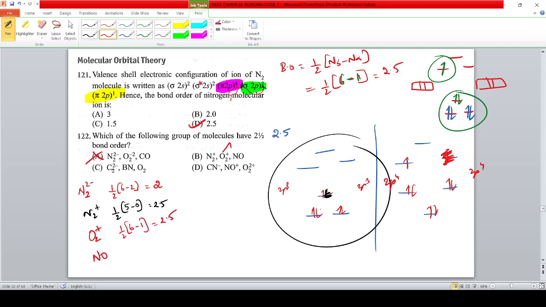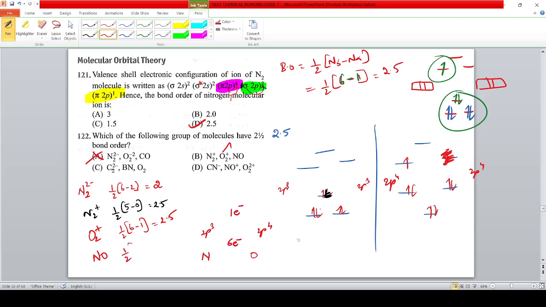Now, I am going for NO. Sir, how to draw for NO? You have to think of the left side atom, which is nitrogen, and right side atom oxygen. This is 2p3 and this is 2p4. 7 electrons, you know 6 electrons will be drawn in bonding orbital and the 7th electron will be drawn in antibonding orbital. So, Nb minus Na, it is 2.5. So, in option B, all are having a bond order of 2.5. Okay? Right. Unnecessarily, instead of mugging up some tricks, this thing is far better.